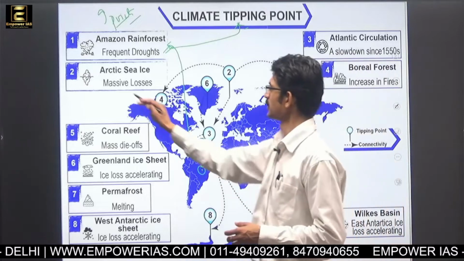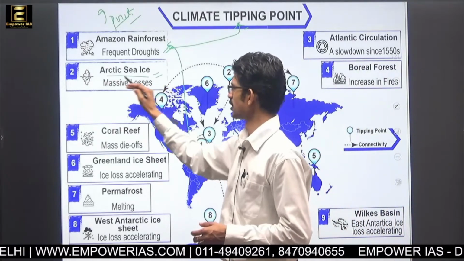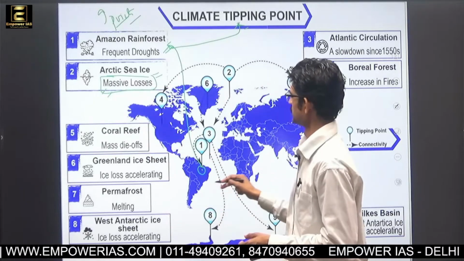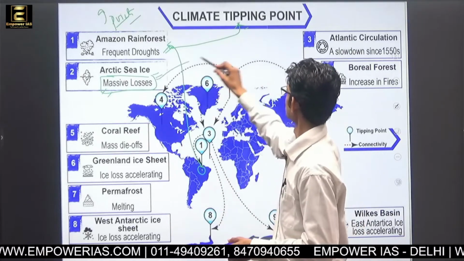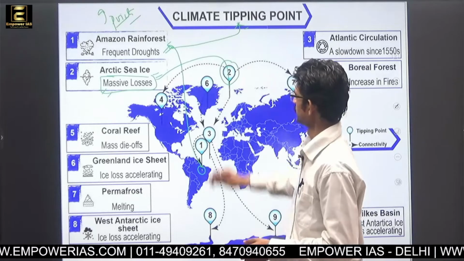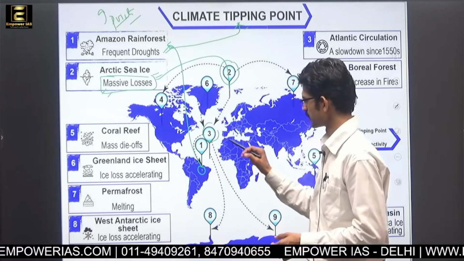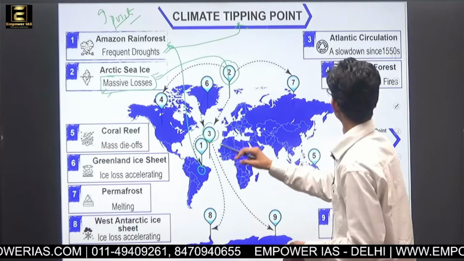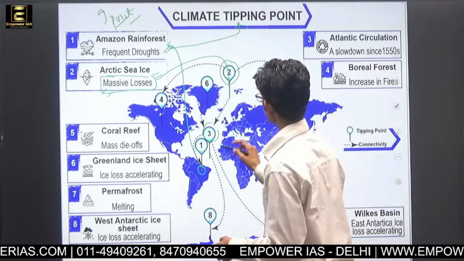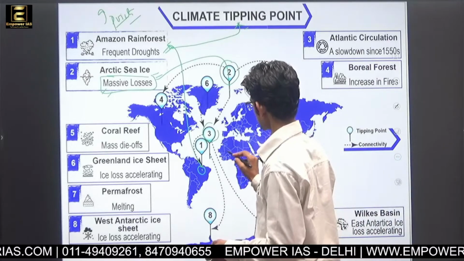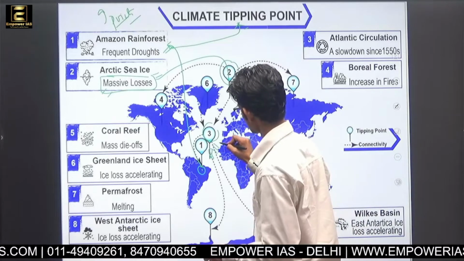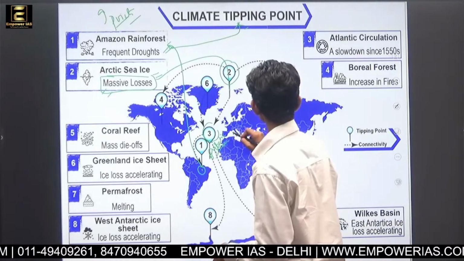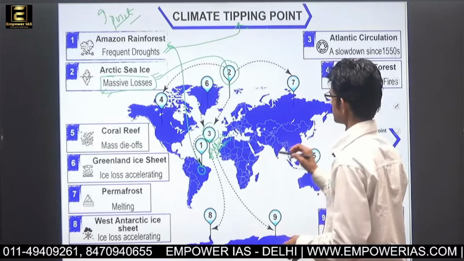Second is the Arctic sea ice. With massive losses, it protects the ice sheet over the Arctic area. So that is the second point. Third point you see in the diagram is the Atlantic circulation. So Atlantic circulation in the middle of the Atlantic, you see that there is a third tipping point which is slowing since the 1550s.